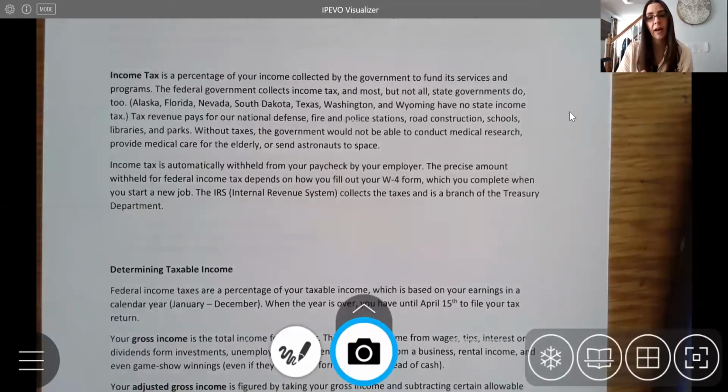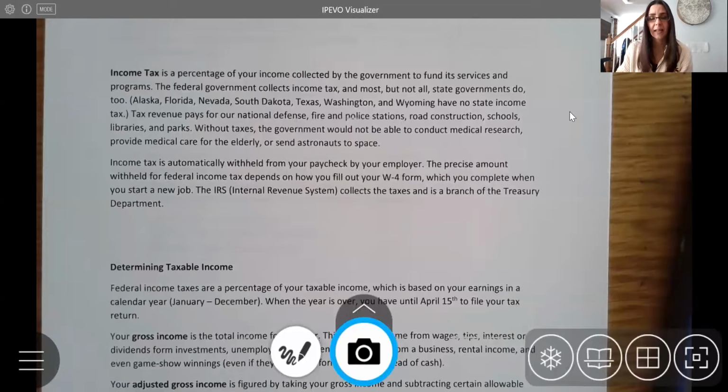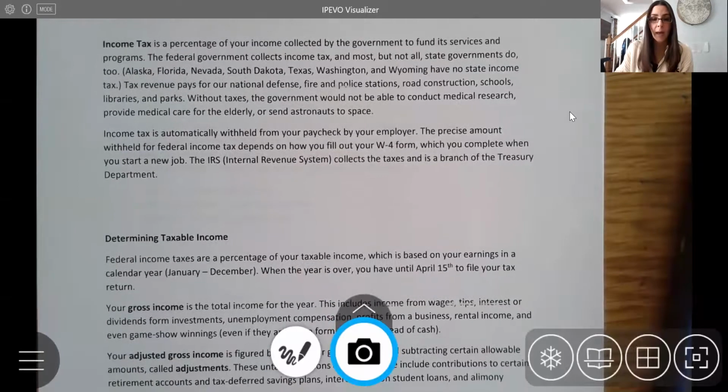So typically, once you file your taxes in April, you'll either get a refund, which means that you had too much money taken out of your paycheck on a weekly or biweekly basis. Or if you owe money, it means you did not have enough taken out of your paycheck on that weekly or biweekly basis.